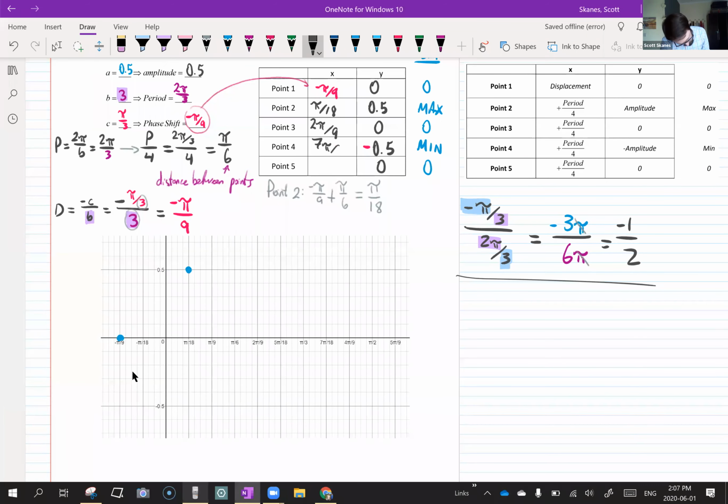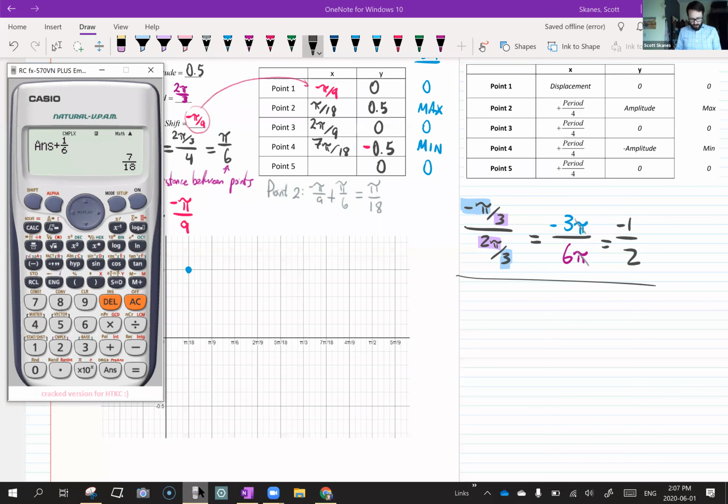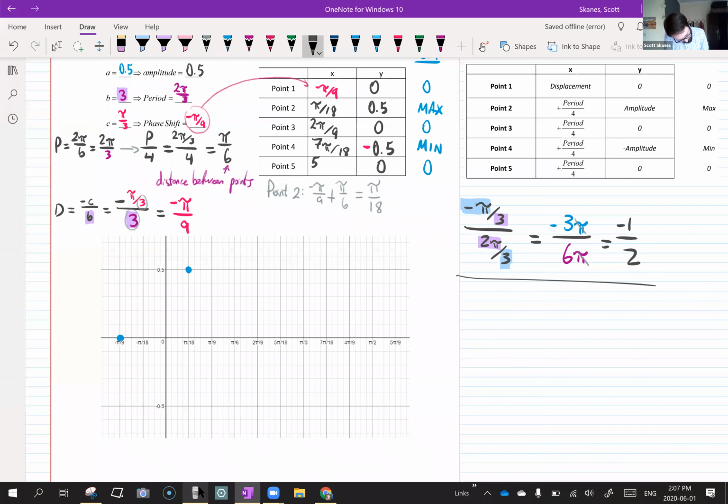7 pi over 18. My next one, done the exact same way. I'll just take 7 over 18. I'm going to do it on my own calculator. Add pi over 6 again. And we get, oh, it didn't work for me. 7 over 18, add pi over 6, so 1 over 6. 5 over 9. This looks like a lot of work, but honestly, it's not. It's just following the same step over and over and over again.